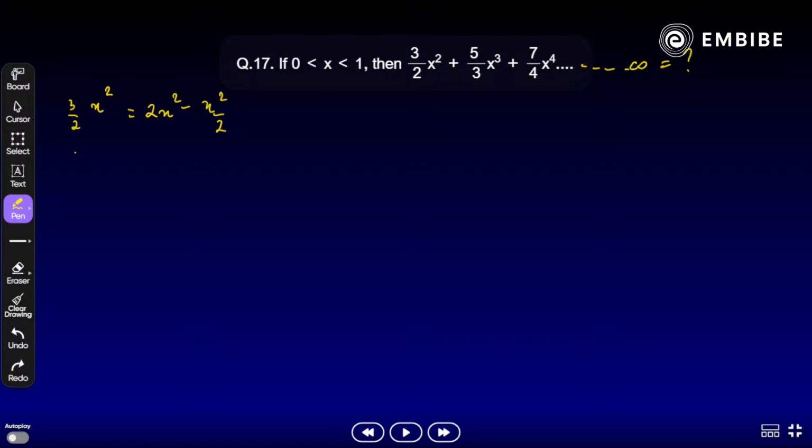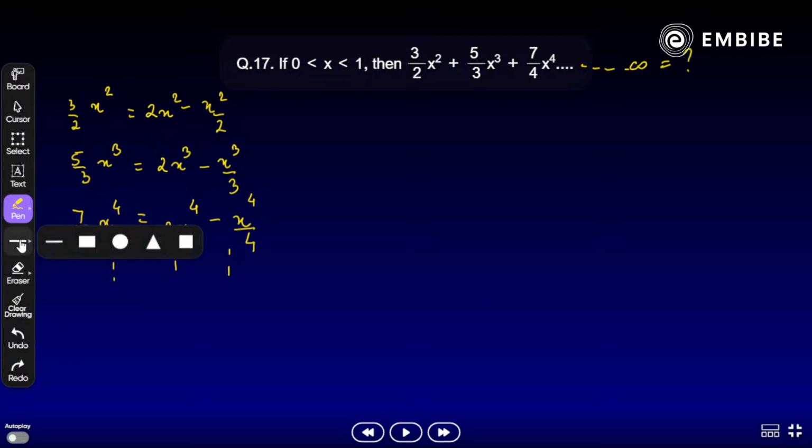Similarly, we have 5 by 3 x cube. We can write it as twice of x cube, like 2x cube minus x cube by 3. Yes, 3 2s are 6, minus 1, 5x cube by 3 here. Then we have 7 by 4 x raised to power 4, which means the power increases again. So we can write 2x raised to power 4 minus x raised to power 4 by 4 here. It looks like a sequence, correct? And so on. Yes, we have infinite terms.